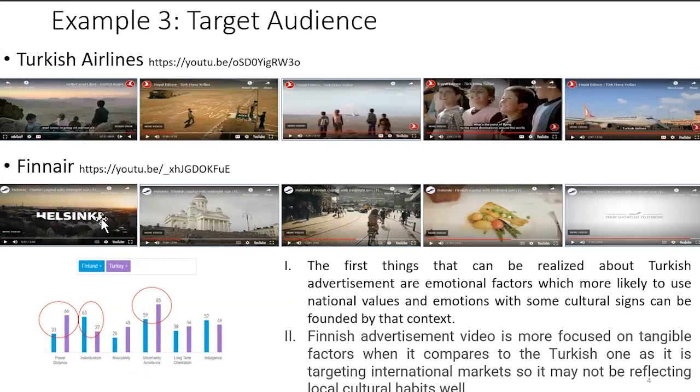While Finnair is more about random pictures of buildings, cities, and food, which maybe suits the international market more, because the Turkish Airlines ad is more towards the local Turkish people themselves. I mean, the ad is for them.